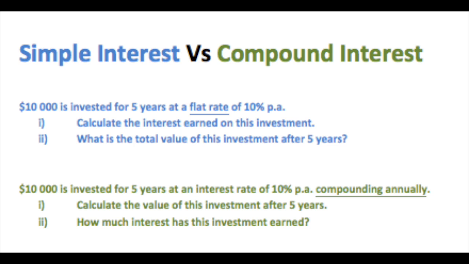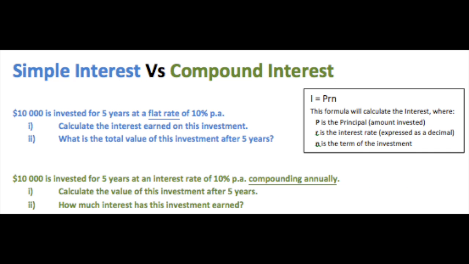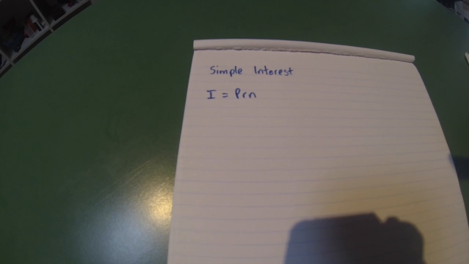Simple interest versus compound interest. Firstly, two key things you're looking for. Simple interest, you're looking for a real key term there, a flat rate, whereas compound interest should say compounding annually.